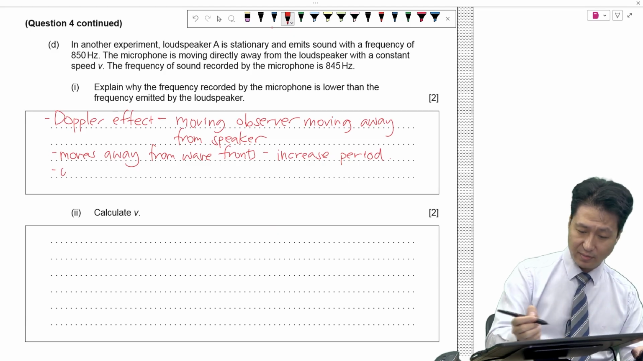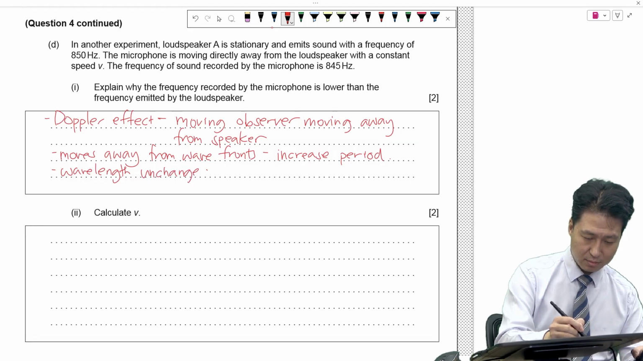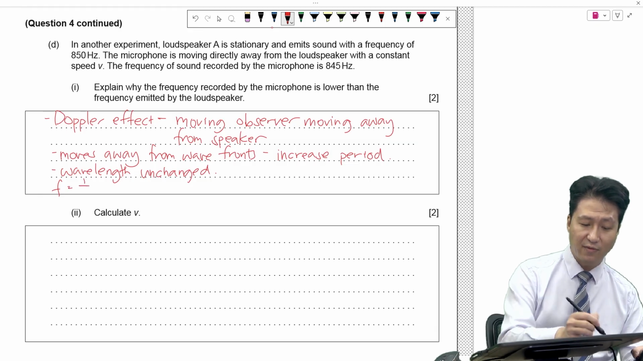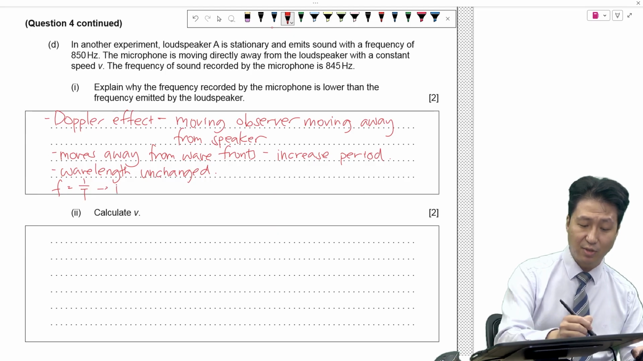So let's write that down. The wavelength is unchanged. Finally, the frequency is equal to 1 over the period. Increasing the period decreases the frequency.